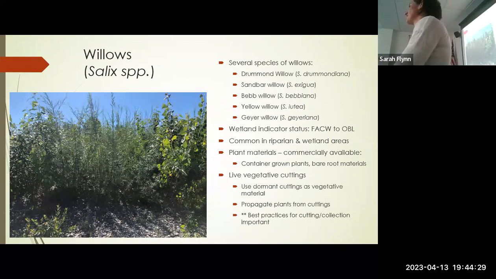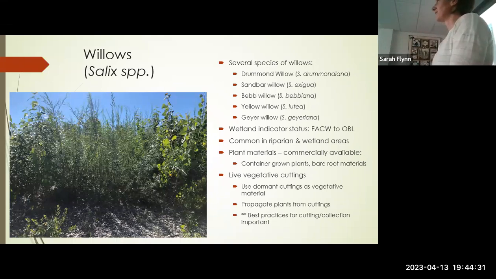We want to preserve the stand that we're taking from and be mindful of whether there's already been a lot of browse from beaver or deer on those. So we want to practice best practices for harvesting with those. And you may need permits depending on where you're harvesting.